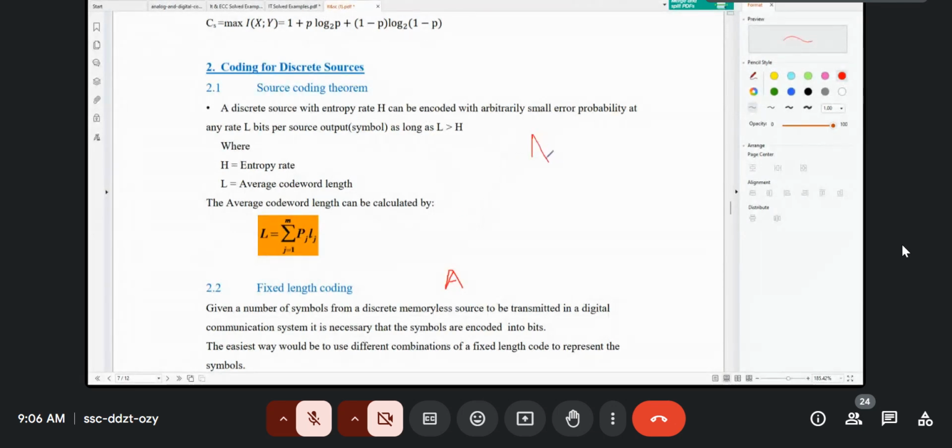We have seen that for abracadabra, A is equal to 5, B is equal to 2, C is equal to 1, D is equal to 1, and R is equal to 2. I think that's it. That's how you get the 11.